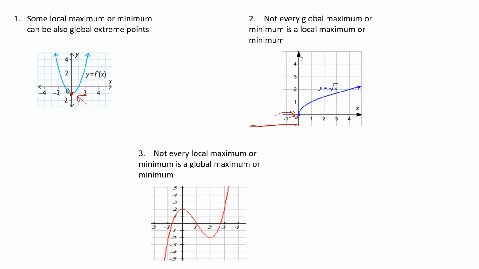Third, not every local maximum and minimum is a global maximum and minimum. For example, in this graph, the function is y equals x cubed minus 3x squared. Here is my local max. Let me use a different color. Here is my local max, and here is my local minimum. However, neither of these points is a global extreme point, because the function keeps going down, where a global minimum would occur, and it keeps going upwards, where a global maximum would be found.